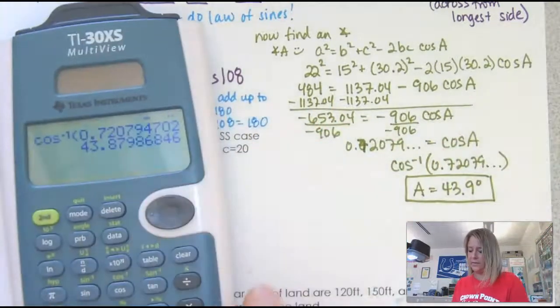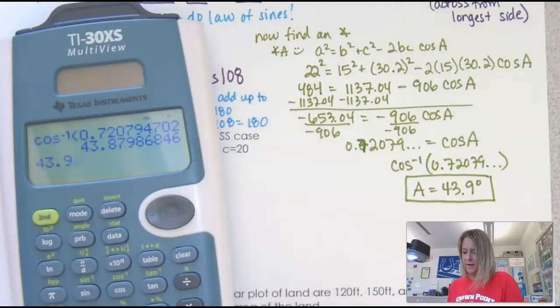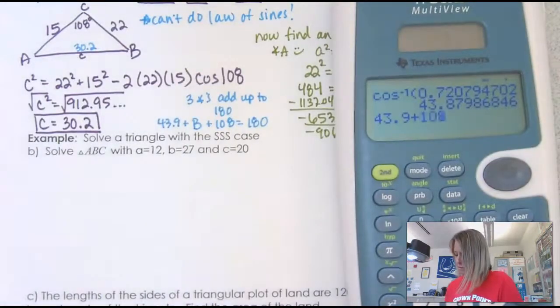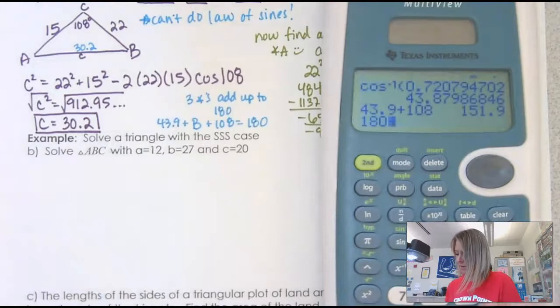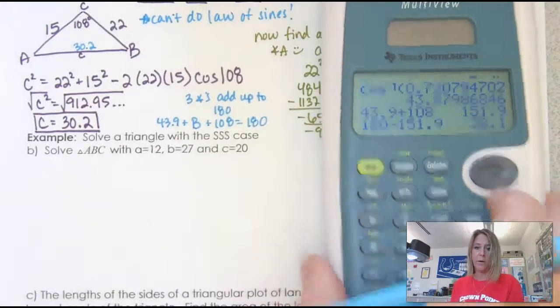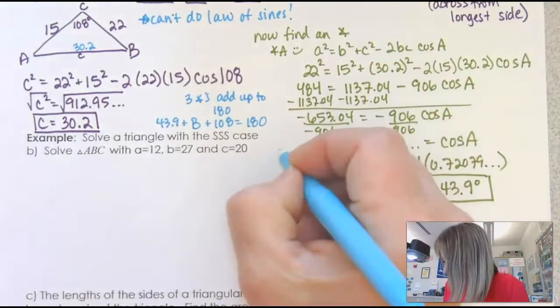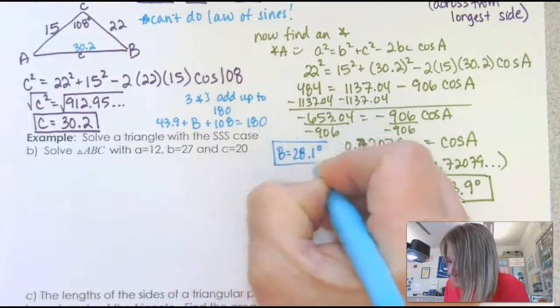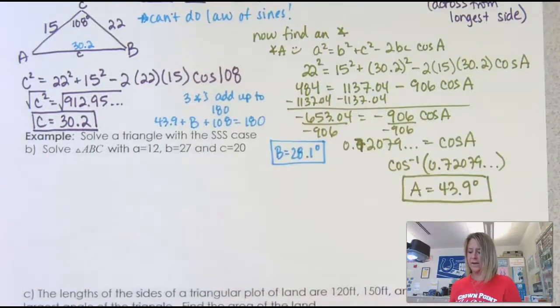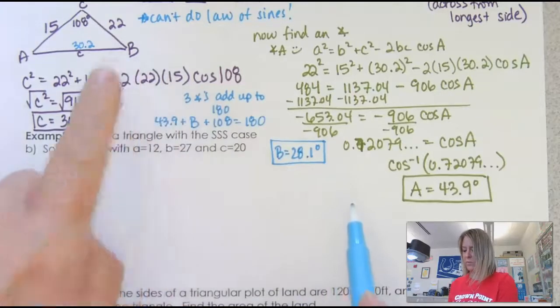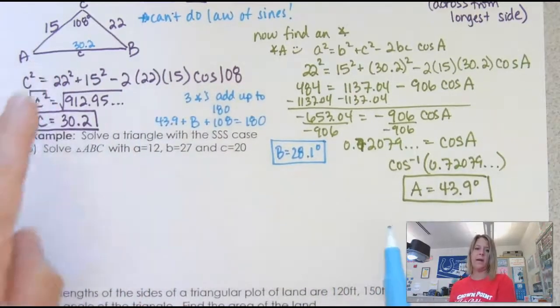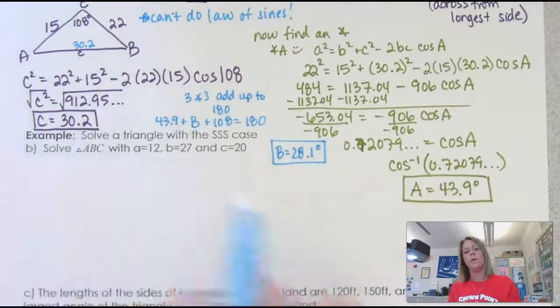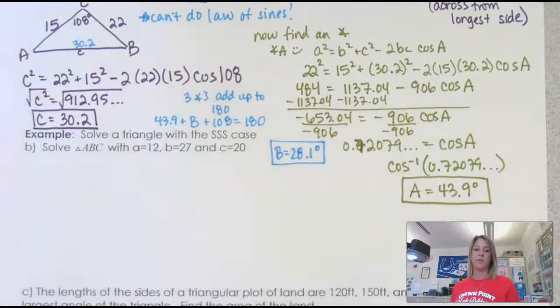So there's the work for it. You should be able to just do that on the calculator. 43.9 plus 108 is that. If I do 180 minus that number, I get angle B is 28.1. So I'll just put that right here. Angle B is 28.1 degrees. So now I've got everything on there. So my angle B is 28.1, angle A is 43.9, and I already had that side C. So we've got all 6 parts of the triangle. We solved it.